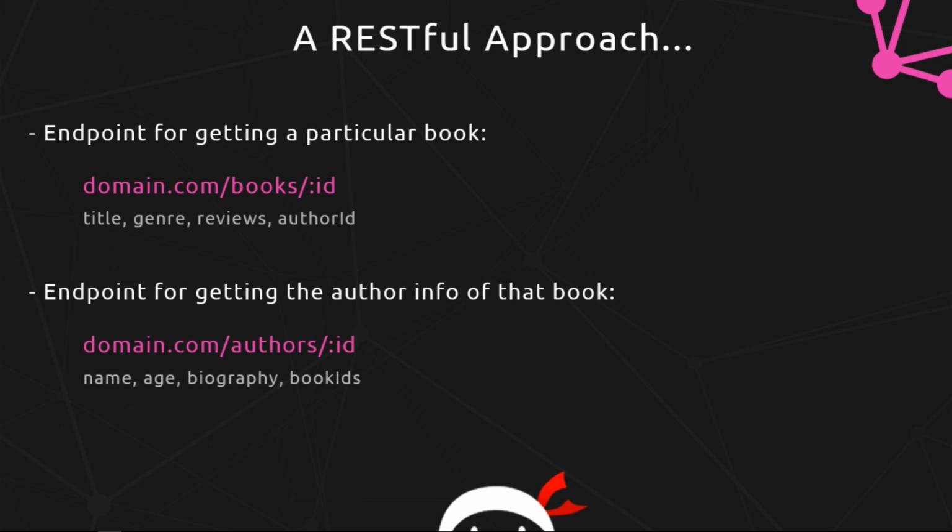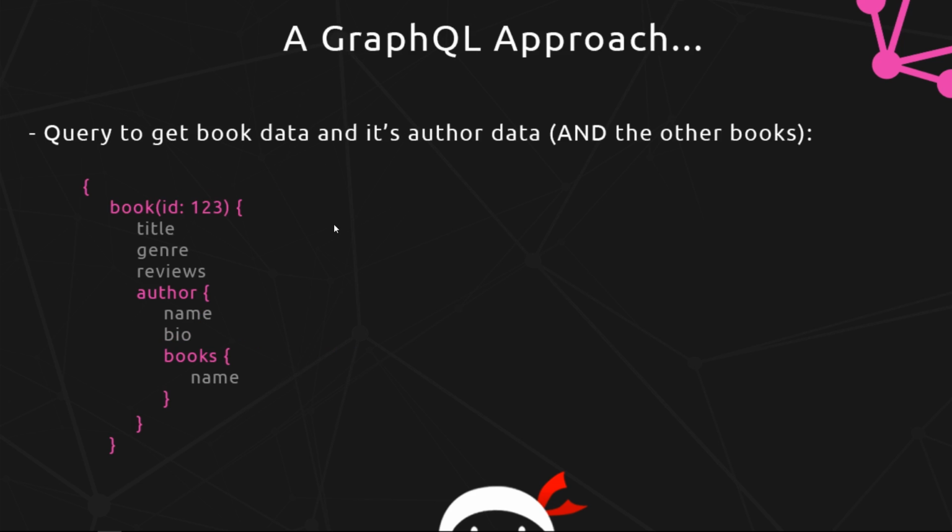Now, I want you to contrast this to a GraphQL query for the same information, which looks something like this. So here we have a GraphQL query. This is what they look like. And what we're doing is asking for a book with a particular ID, 123. Then we want the title, genre, reviews of that book, as well as the author. And from the author, we want the name, the bio, and a list of books. And from each book, we just want the name of that book.